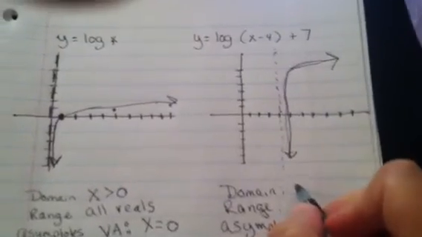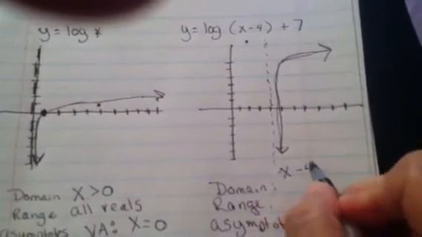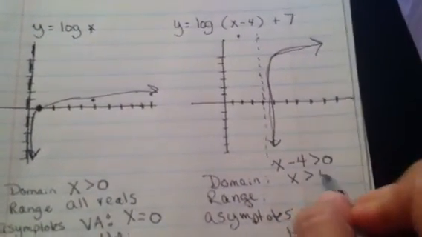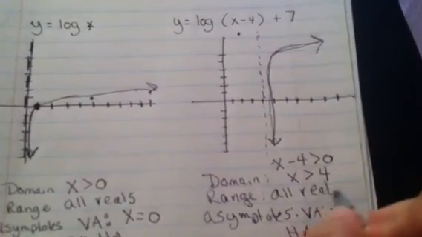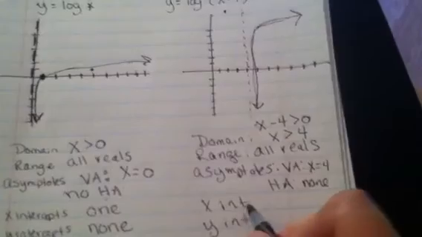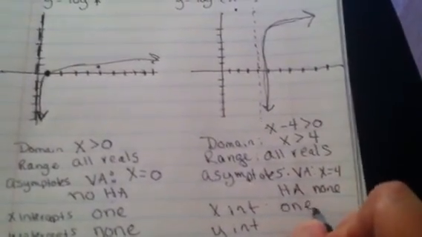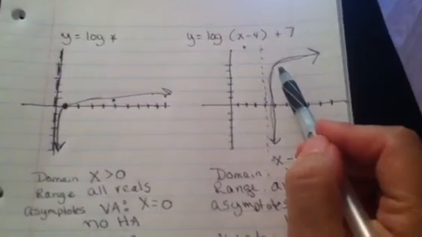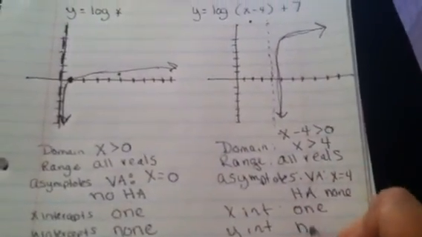For my domain, I know that I have to look at this, and what I can do is say x minus 4 has to be greater than 0, and I solve. X has to be greater than 4. The range, again, is going to be all reals. And then x-intercept: I am crossing the x-axis in one place, so I'm going to have one x-intercept. Y-intercept: because of this vertical asymptote, I'm not going to have any values in my graph that can touch the y-axis, so I'm not going to have one.